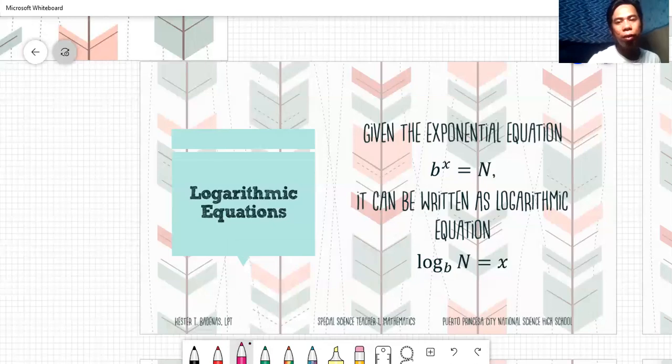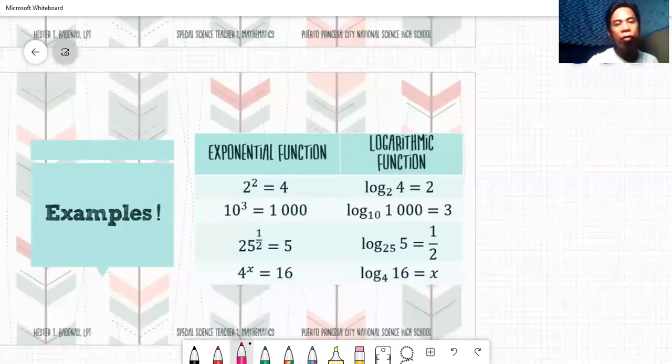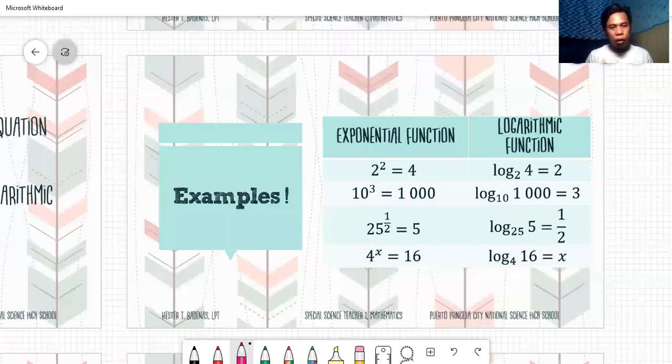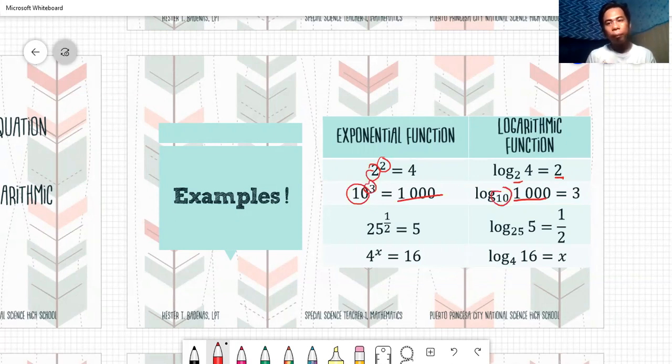So let's have first an example. In exponential function, we have here 2 raised to 2 is equal to 4. So 4 becomes here, and then the base 2 is here, and then the exponent 2 is the answer. The same way goes with 10 raised to 3 is equal to 1,000. So the 1,000 becomes here. So logarithm of 1,000, what is the base? Base 10. And the answer will be the exponent, which is the 3.